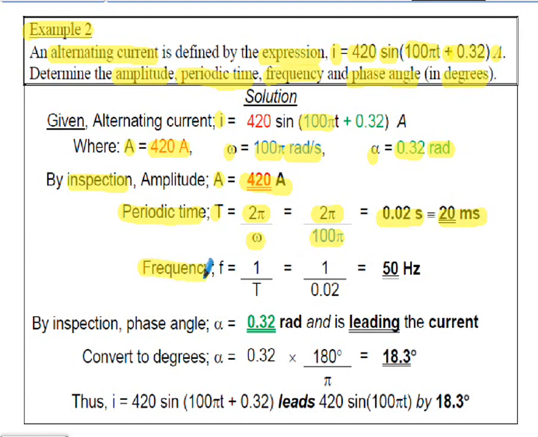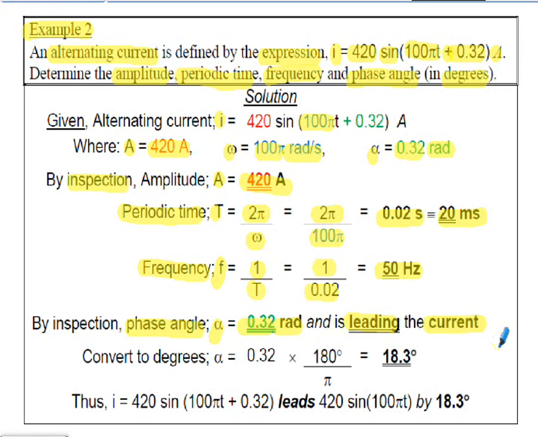And we know that frequency, lowercase f, is the reciprocal of the periodic time. So 1 upon the periodic time. So 1 upon 0.02 gives us 50 hertz. Again, by inspection, the phase angle alpha is 0.32, and that's radians, and it's leading the current because it's a positive angle.